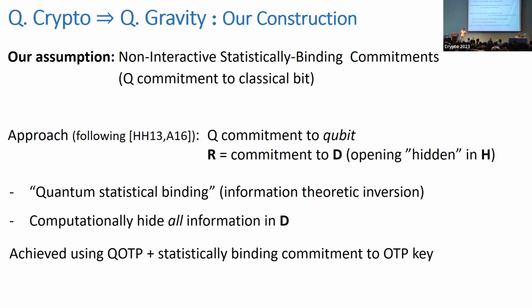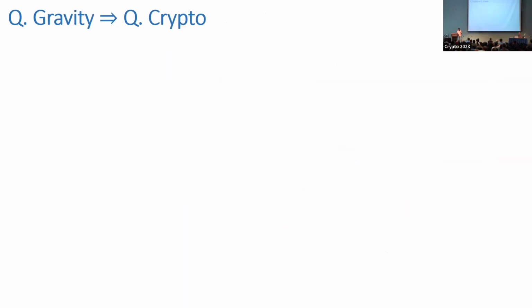And how do you achieve this? How do you get this qubit commitment from a bit commitment? Well, it's not very hard. You use quantum one-time pad and just use the commitment to classical bits to commit to the key of the one-time pad, which is just classical. So this is more or less what we do.